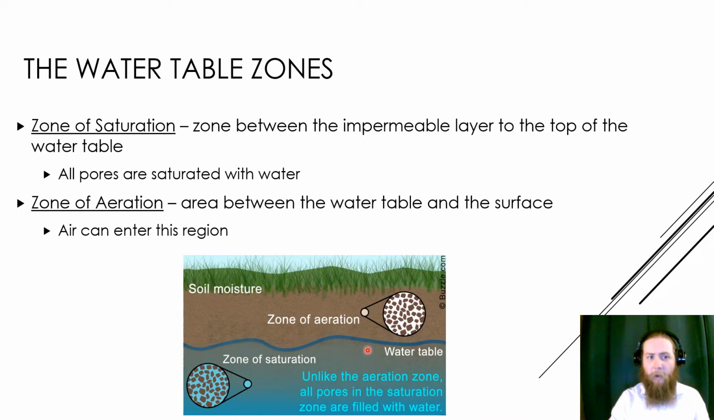And at this point, all the pores are saturated with water. There is not any kind of air inside of this space. Above this, the area between the water table and the surface, we call the zone of aeration. In this area, air can enter this region, and water can flow down here. It doesn't stay up here, because it's going down to the zone of saturation, down to the water table.